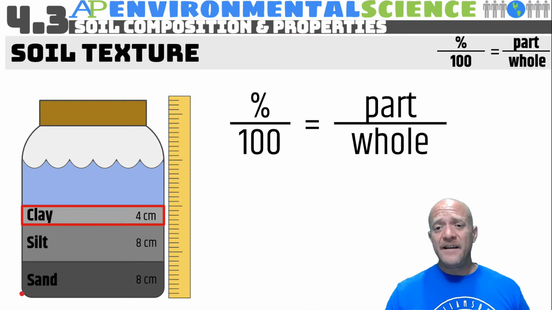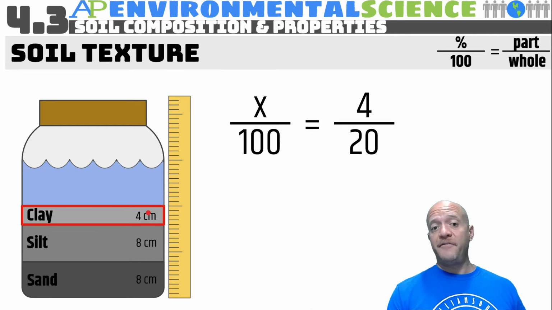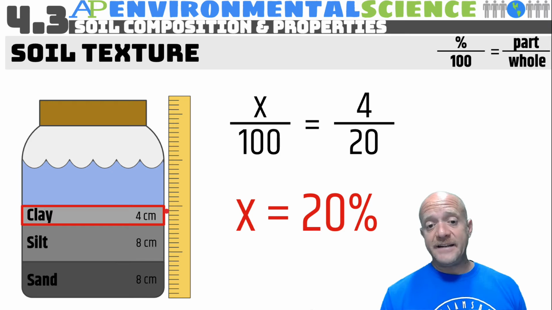Now, with this, when we do this calculation, we have x over 100, which we want to figure out, the percent of the clay. So we formulate a proportion, 4 over 20, and that is 20%. So just keep that in mind. We have 20% of this is clay.